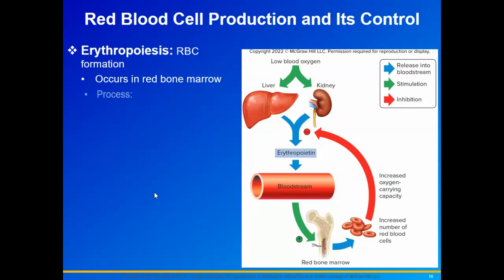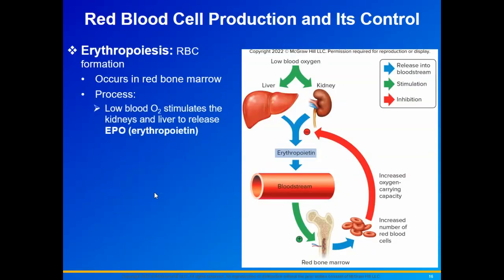All right. So this is, again, going to occur in the red bone marrow. And so the process involved: you're going to have, likely, if it's going to occur, a low oxygen content. So lower oxygen saturation. And that's going to stimulate, we usually talk primarily about the kidneys. This is what we mentioned in the endocrine system, but the liver can also do it too. And it's going to release erythropoietin. Remember, we talked about it with Lance Armstrong.